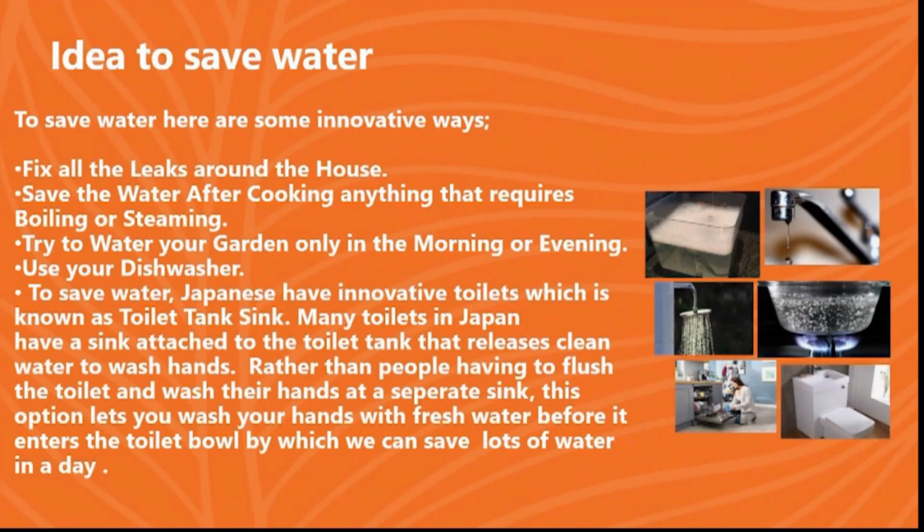Ideas to save water. To save water, here are some innovative ways. Fix all the leaks around the house. To save water, the Japanese have innovative toilets known as toilet tank sinks. Many toilets in Japan have a sink attached to the toilet tank that releases clean water to wash hands, rather than people having to flush the toilet and wash their hands at a separate sink. This option lets you wash your hands with fresh water before it enters the toilet bowl, by which we can save lots of water in a day.